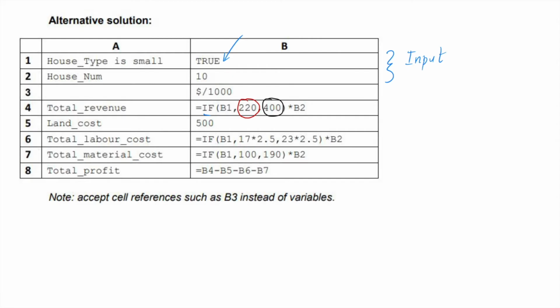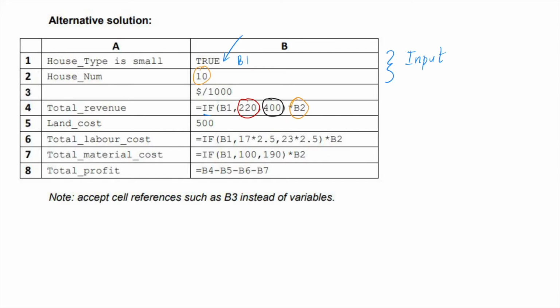And regardless of whether this becomes 220,000 or 400,000, we're going to multiply that by B2, the number of houses that we're building. So we'll get the total amount of money we're going to earn from our house, depending on the type it is. That's going to be our first calculation right there. How much money are we going to make? And we're using an if statement to give us a different value depending on whether it is a small house or a large house based on the value in B1.